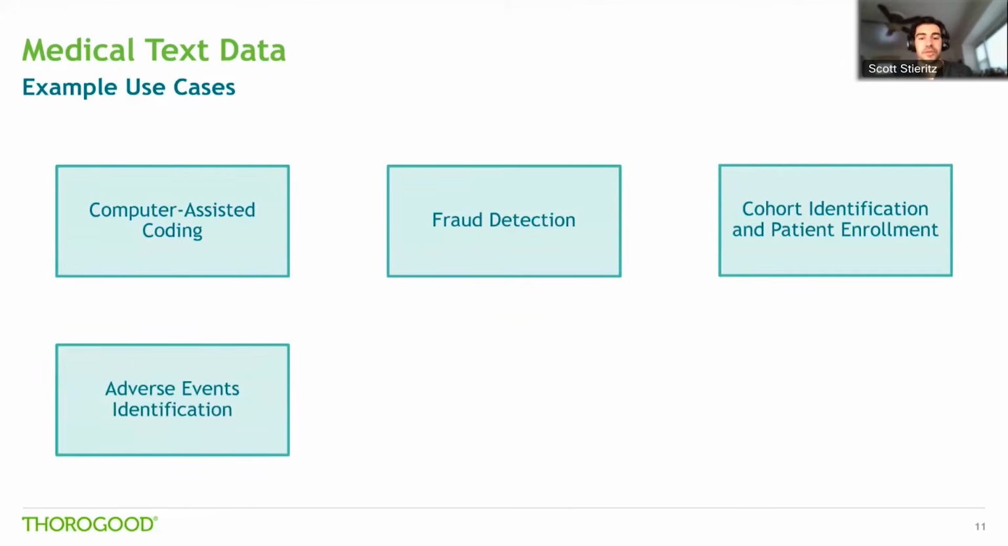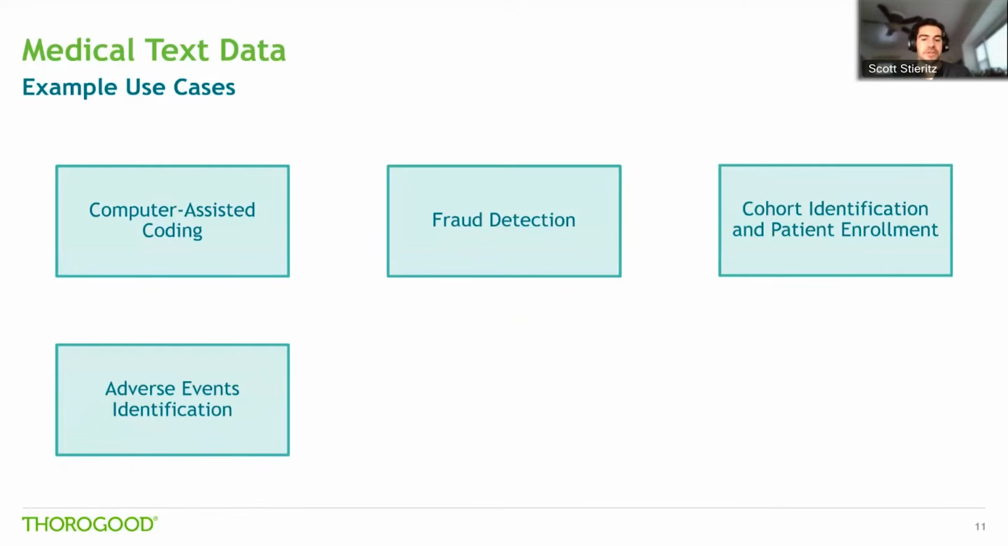We also might use medical text data for adverse events identification. So this kind of comes out of the pharmacovigilance area of the drug development process, in which the immediate identification of problems with or reactions to drugs or medical procedures or anything like that is crucial, not only in providing appropriate care for the people who are directly affected by those events, but also in the continued evaluation of the safety and the efficacy of those drugs or devices or procedures.